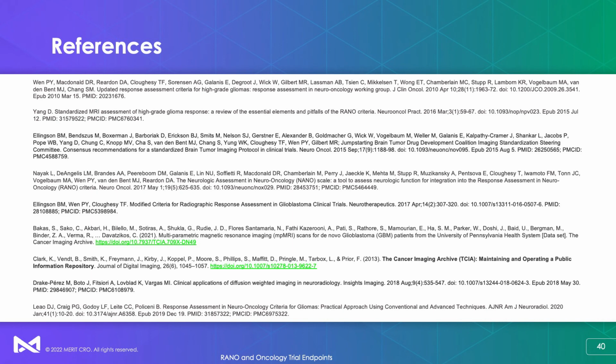Okay, we have one question. What if my interest is grade 2 and grade 3 glioma? Can we still use this criteria? Thank you for the question.